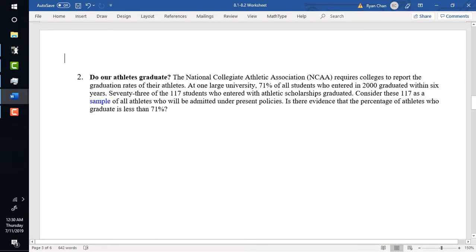It says, do our athletes graduate? The National Collegiate requires colleges to report the graduation rates. 73 out of 117 are admitted. Consider these athletes as a sample of all athletes who will be admitted under the present policies. Is there evidence that the percentage of athletes who graduate is less than 71%?